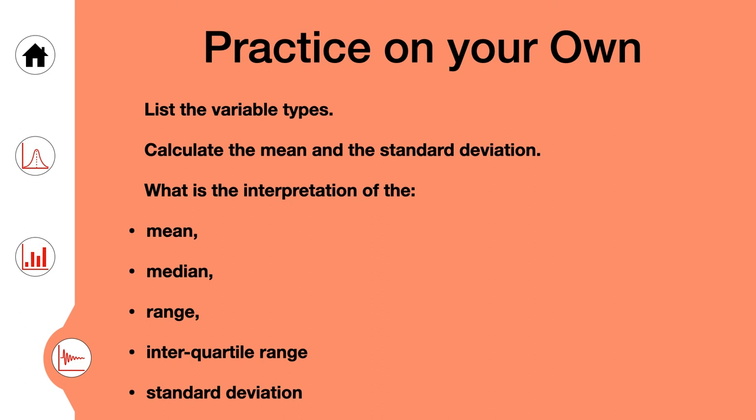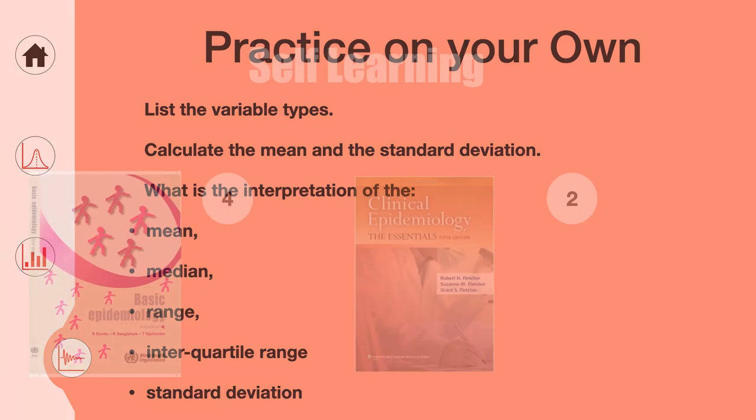All right. Our advice for this presentation is that you go and practice on your own. It's heavily loaded. List the variable types from the previous presentation, know what they are, and revise them. Then try to calculate means and standard deviations of some examples that you find online. Some interesting exercises are to interpret the mean, median, and range of a sample, and then go over to the interquartile range and standard deviation. The note here is just practice.